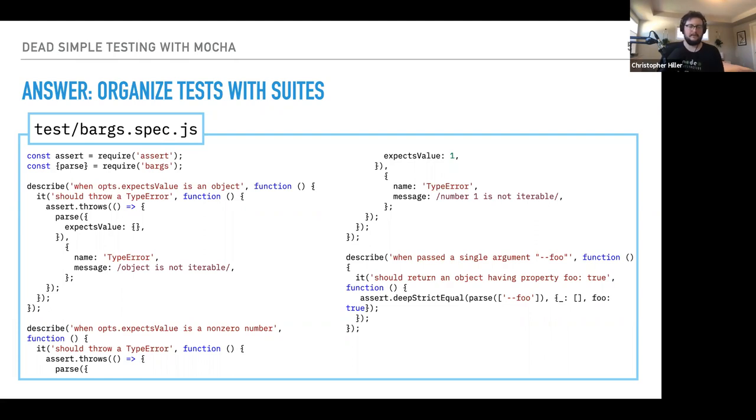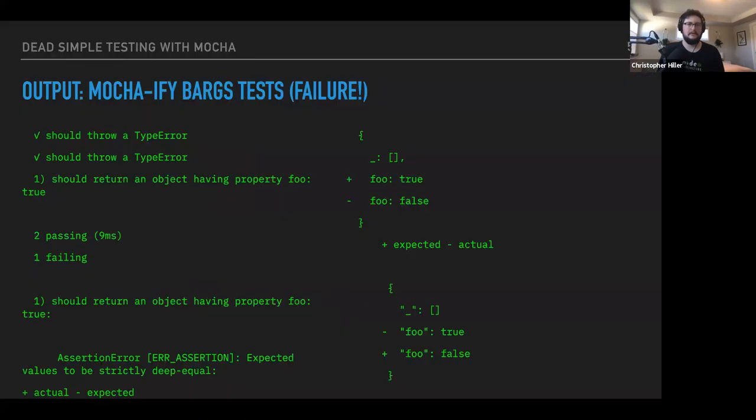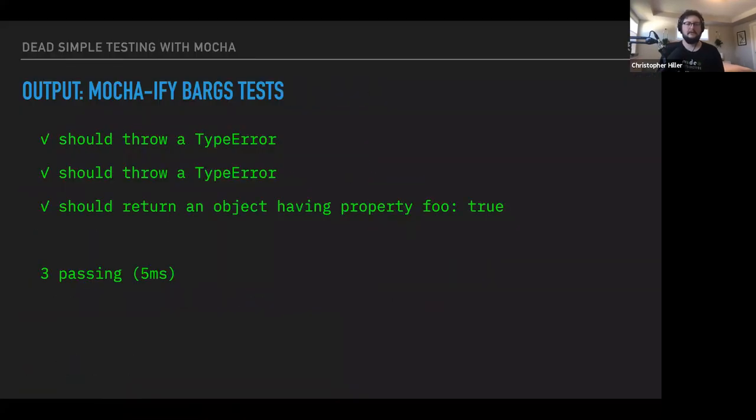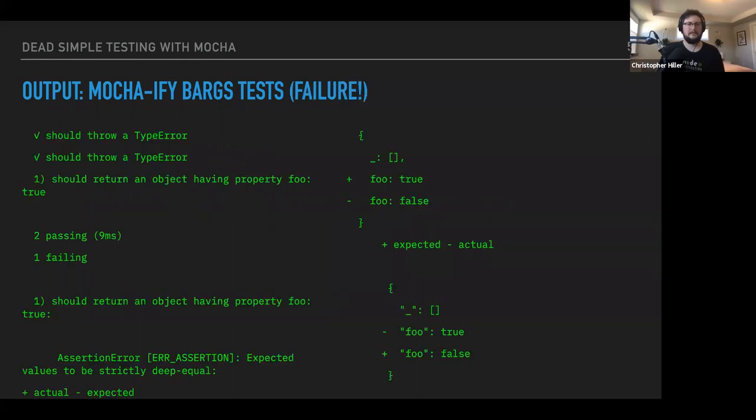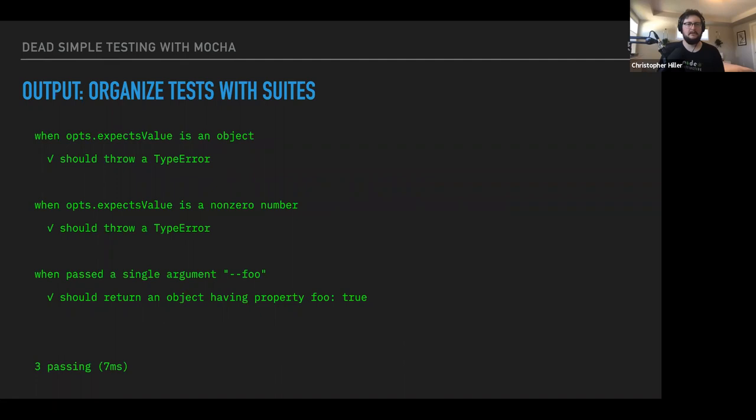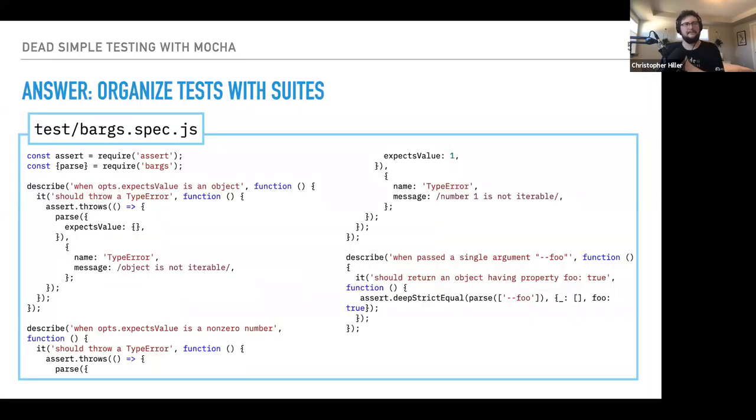You may have noticed that when we did the tests the first time, it said "should throw a type error," and that's not very helpful. What should throw a type error? What should return an object having property foo? And this is what suites help you with, because now we know exactly what we're talking about when we execute those tests. That gives us more context that describes the situation or scenario, and that's why we want to use suites.